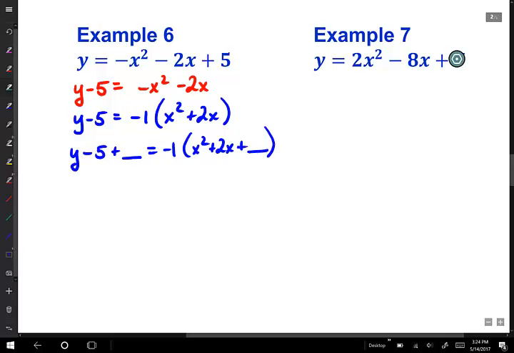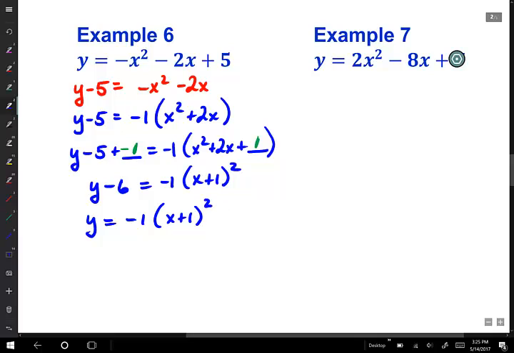Now I'd like you to think with me, half of 2 is 1, 1 squared is 1. Now in this case, we're not really adding 1. We're really adding negative 1 times 1. So I'm going to put a minus 1 over on the left side of the equation. New result, y minus 6 equals negative 1 times (x plus 1) squared. We bring the 6 back over. The a value is negative 1, (x plus 1) squared plus 6. So my vertex, negative 1, positive 6.